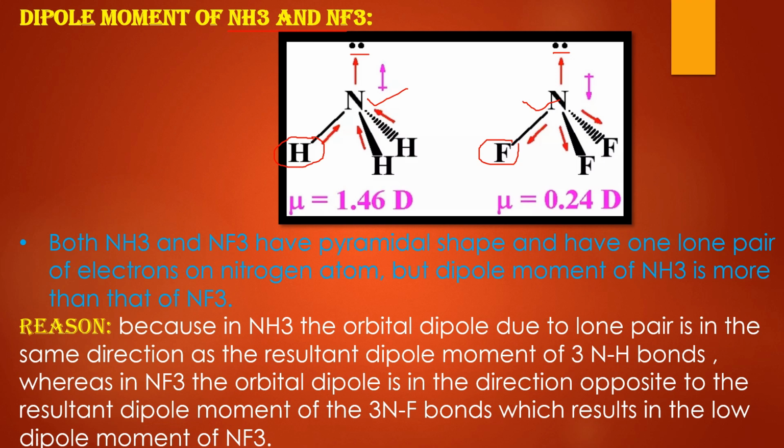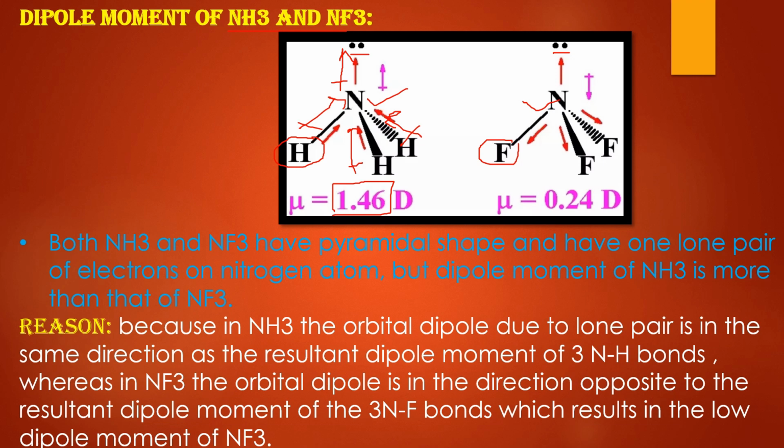How? Let us see. In NH3, nitrogen is more electronegative than hydrogen, so the bond dipole direction is this. The first, second, and third dipoles are all in this direction. Always remember one thing: whenever a lone pair is present, the direction of the dipole is from the atom towards the lone pair. So you can see that all 4 dipoles are in a similar direction. The net dipole moment is the sum of all these, and hence the net dipole moment is 1.46 D.